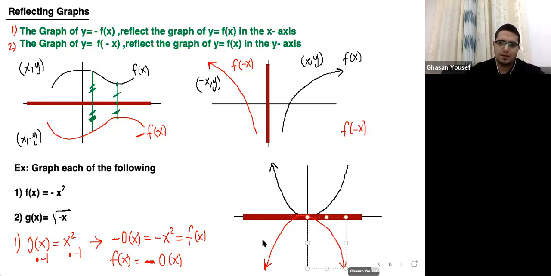This is minus, here you should write f of x, this is minus f of x equals minus O of x, I mean minus x squared. And the black one, you have to write, it is the original function. The original function, meaning O of x, equals x squared.